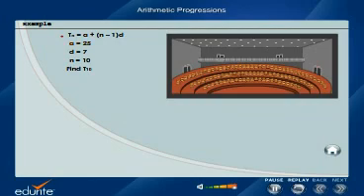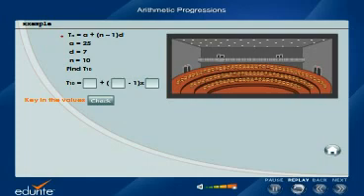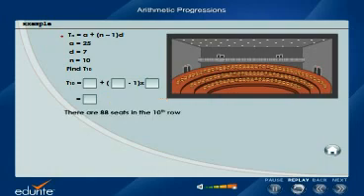In the example of the auditorium, the number of seats in the first row, that is A, is equal to 25. The common difference D is equal to 7. Find the number of seats in the 10th row. We use the formula for the nth term and substitute the known values. Key in the values. Key in the answer. We find that there are 88 seats in the 10th row.